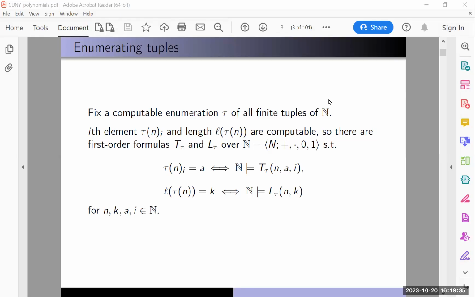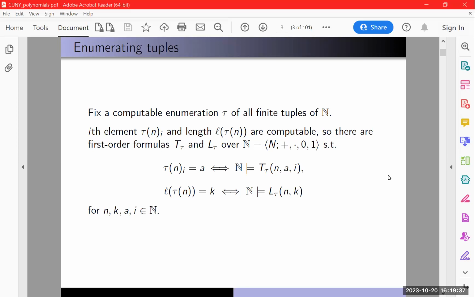I'll have to, and for that, I'll have to start a bit from afar. I'll start with talking about just tuples of natural numbers. So let's take any enumeration of tuples over natural numbers, just usual finite tuples of usual numbers.